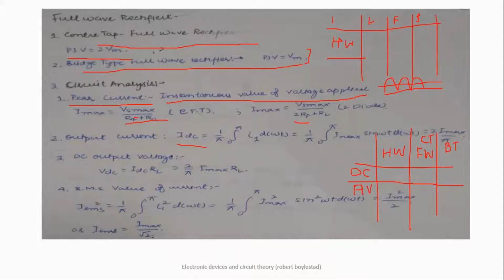Then next is your DC output voltage. Your DC output voltage is I DC into RL. So what is your current? The current is 2 by pi I max, and this is multiplied by your RL.